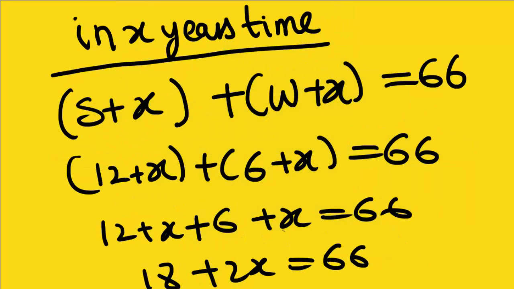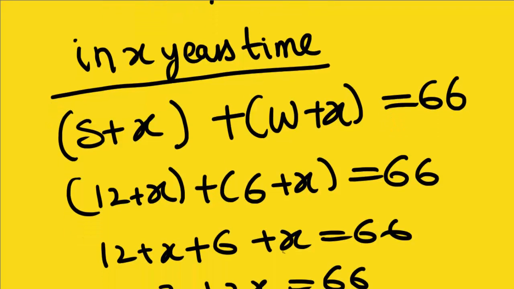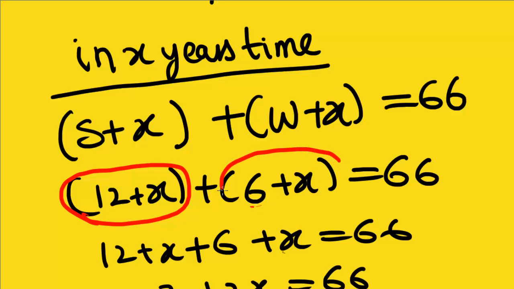So let me just clarify that. I said, let it be that in X years time, Sonny and Wale's ages will add up to 66. Now, if Sonny is 12 years of age now, in X years time, his age will be 12 plus X. Wale is 6 years of age now. In X years time, his age is 6 plus X.